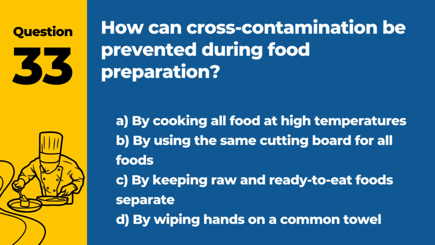Question 33. How can cross-contamination be prevented during food preparation? A. By cooking all food at high temperatures. B. By using the same cutting board for all foods. C. By keeping raw and ready-to-eat foods separate. D. By wiping hands on a common towel. Answer: C. By keeping raw and ready-to-eat foods separate. Cross-contamination can be prevented during food preparation by keeping raw and ready-to-eat foods separate and using different equipment for them.